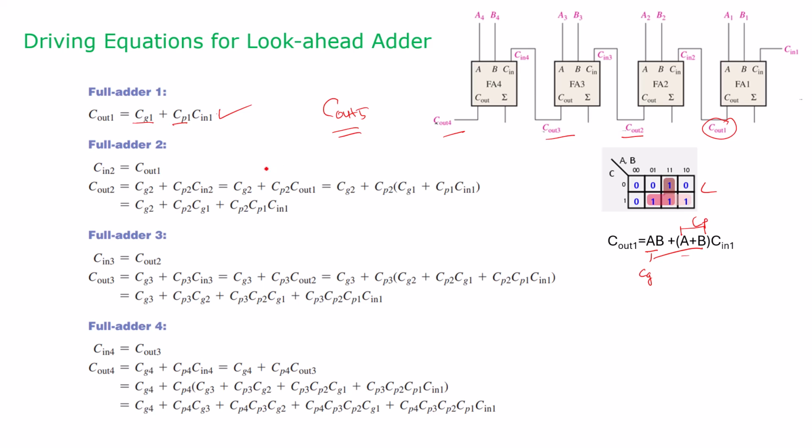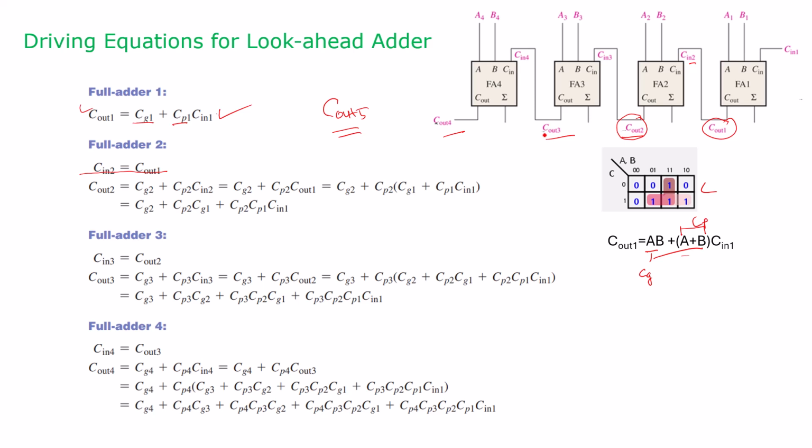Now we're going to use that information to find the C out 2, this guy. And we're going to be using the crucial information that C in 2 is the same as C out 1, the one we just calculated, and this is expressed in this equation.